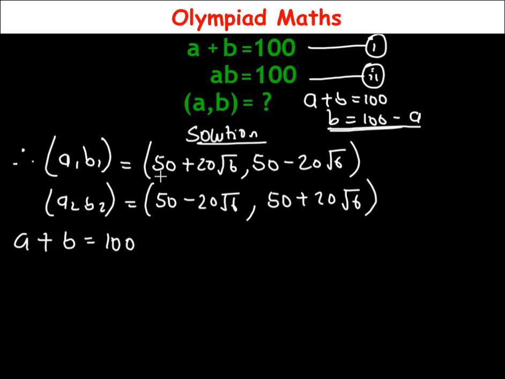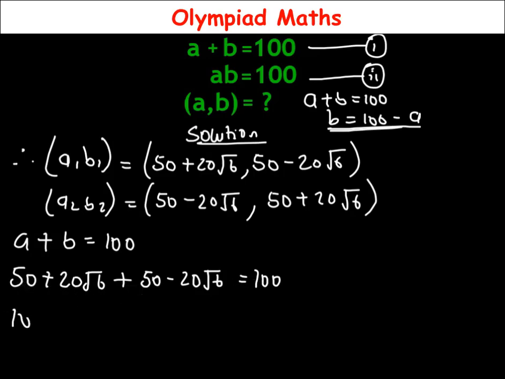Let's input the value of a as 50 plus 20 root 6, then plus the value of b as 50 minus 20 root 6, is equal to 100, right? So 50 plus 50 is 100, and plus 20 root 6 minus 20 root 6 will cancel out. You are left with 100. As you can see, 100 is equal to 100, which means that the values of a and b are correct.